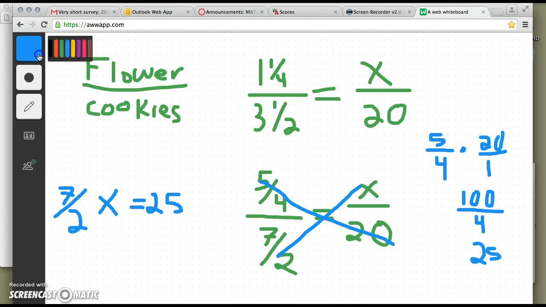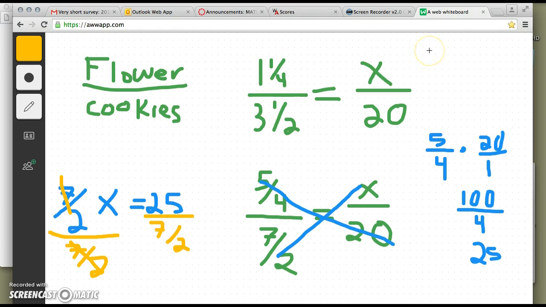Okay, so we are ready for our next step in solving this equation for x. Remember, x was our cups of flour, right? Flour is in the numerator, cups of flour. So we would need to divide both sides here by 7/2. So we need to take 25 and divide that by 7/2. Notice that over here on the left, 7/2 divided by 7/2, those cancel. All we're left with is x.